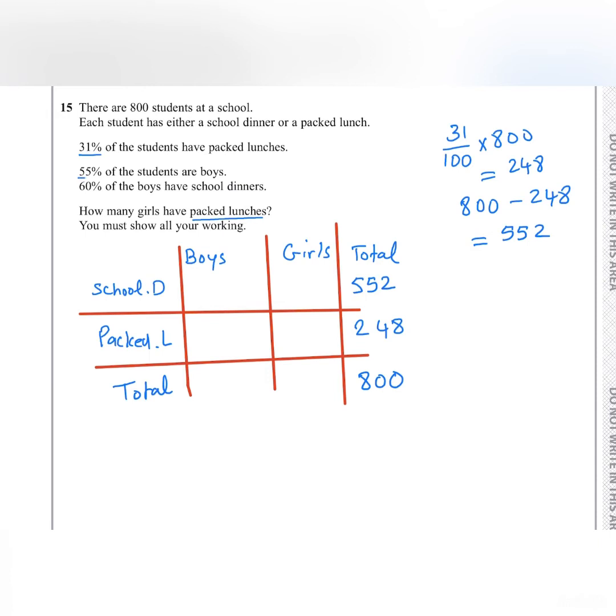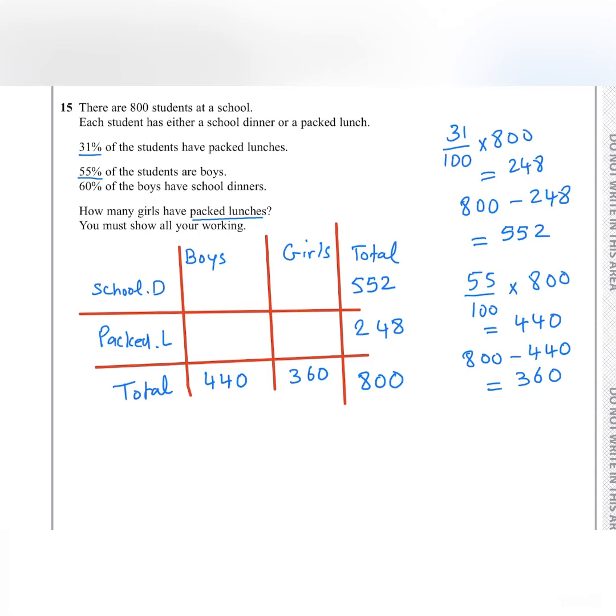And then it says 55% of the students are boys. Okay, so we can work out 55% of 800. That is 440. So that is the total number of boys. And then we can work out the number of girls by doing 800 take away 440. That is 360. So there are 360 girls there.